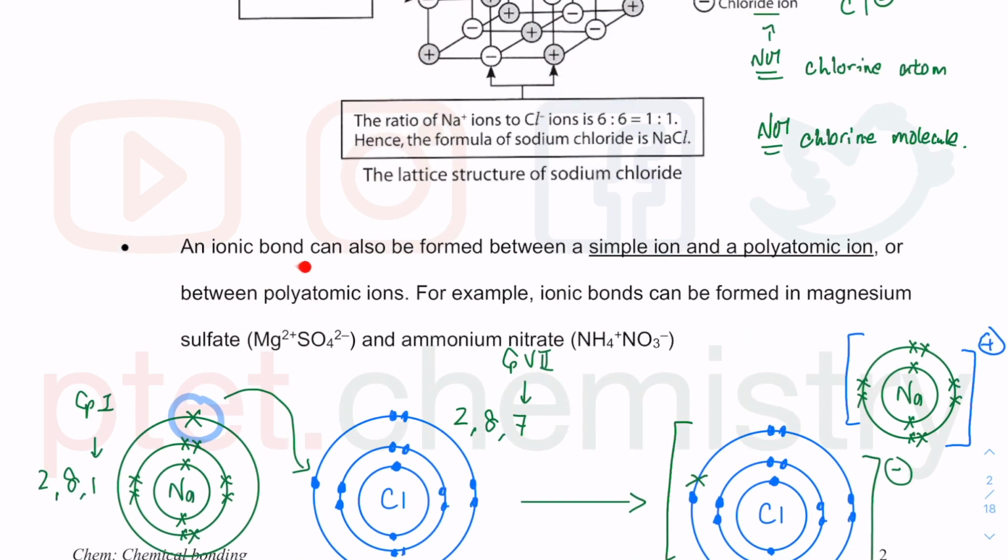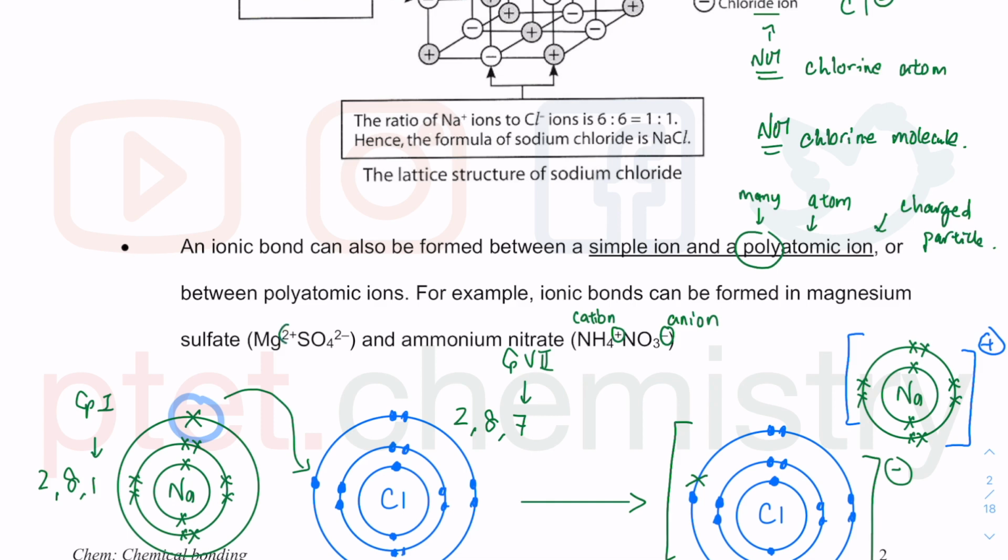And this ionic bond can also be formed between a simple ion and a polyatomic ion. Poly means many, atomic means atom. When you have many atoms forming an ion, you have a charged particle. So we have things like nitrate here, ammonium nitrate. You can see NH4+ is the cation, and then you have NO3-, which is the anion. So when you have positive ion and negative ion together, you get an ionic bond between them.